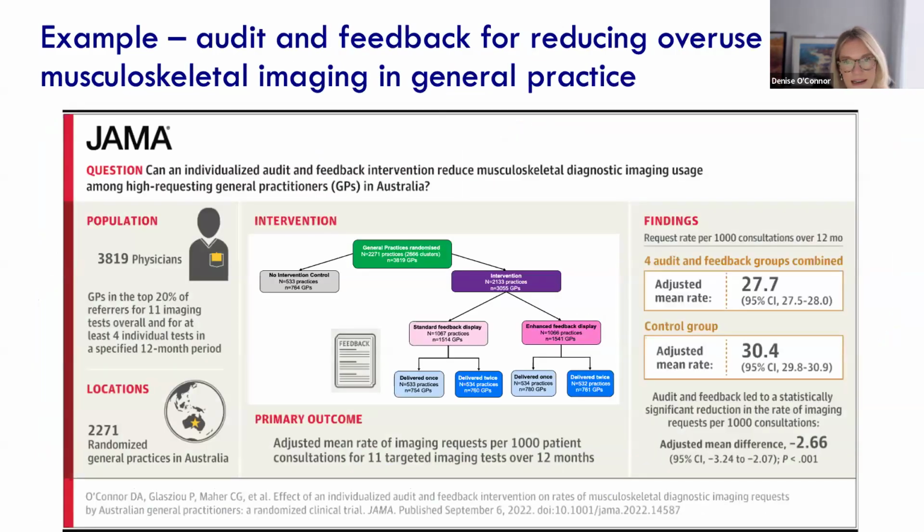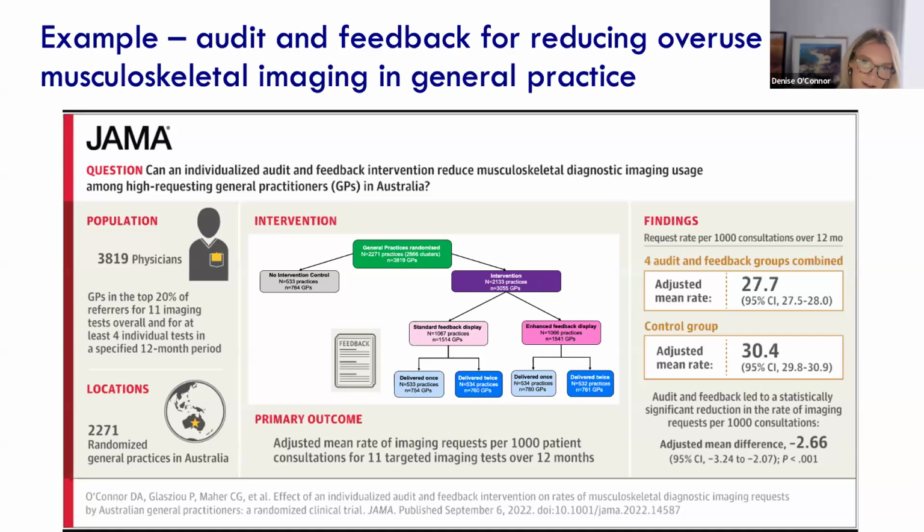Another example is the development of an intervention in collaboration with the Australian Department of Health and Aged Care, and this involved providing performance feedback to Australian general practices or practitioners who are in the top 20% of referrers for commonly overused musculoskeletal diagnostic imaging tests.